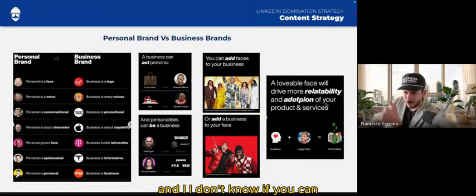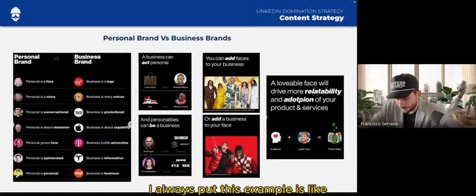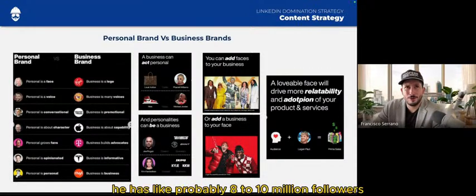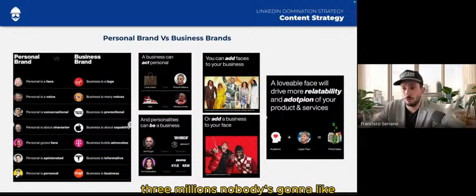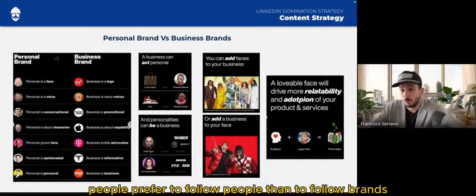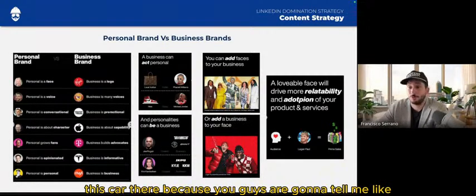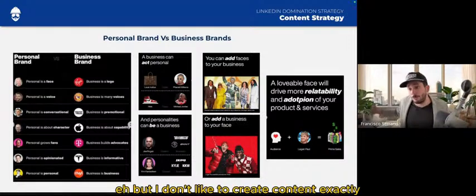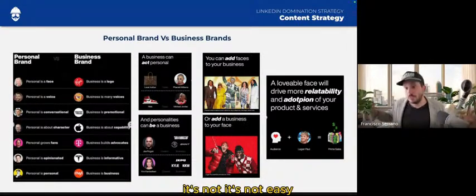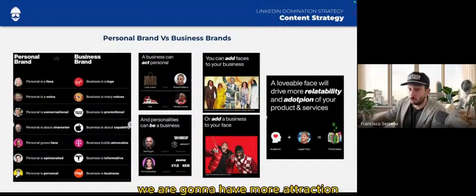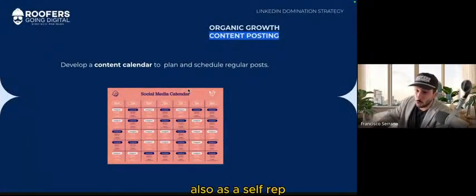And I don't know if I always put this example. Elon Musk has probably 8 to 10 million followers, and Tesla only has 2-3 million. People prefer to follow people than to follow brands. Obviously, creating a personal brand is harder, because you're going to tell me, hey, but I don't like to create content. Exactly, it's not easy, but if we promote it and communicate it, we are going to have more traction.